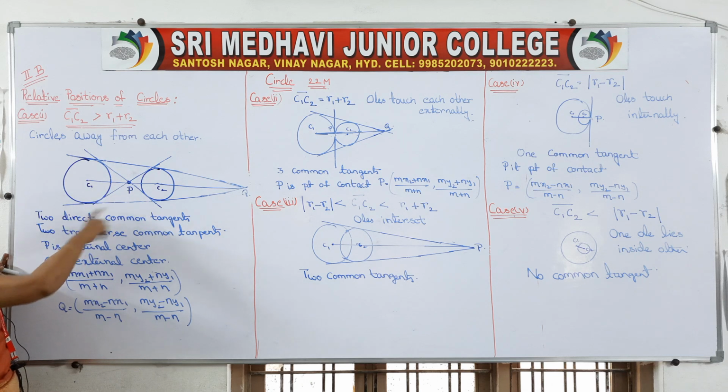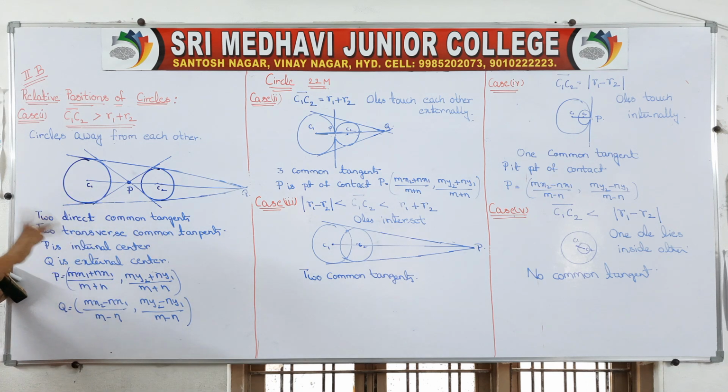The tangents which intersect directly are the direct common tangents. In total, 4 common tangents will be there. The point of intersection of transverse common tangents is the internal center. The point of intersection of direct common tangents is the external center.